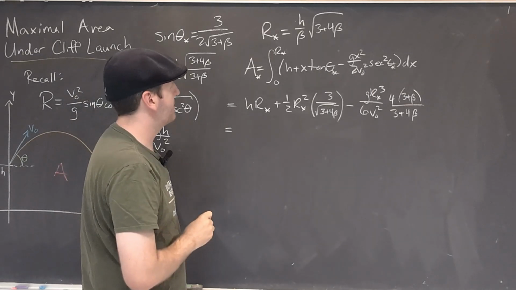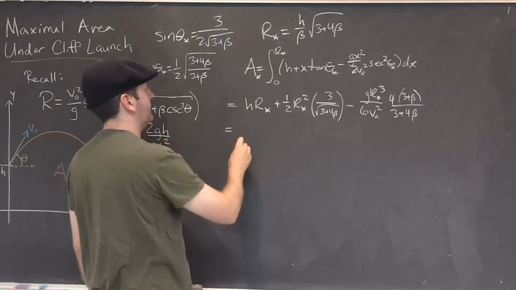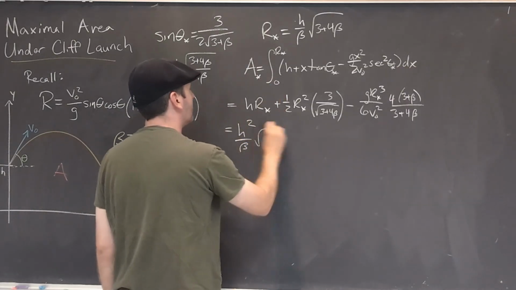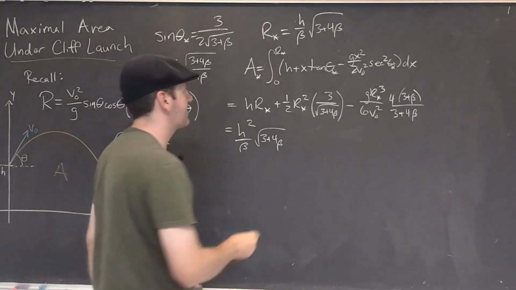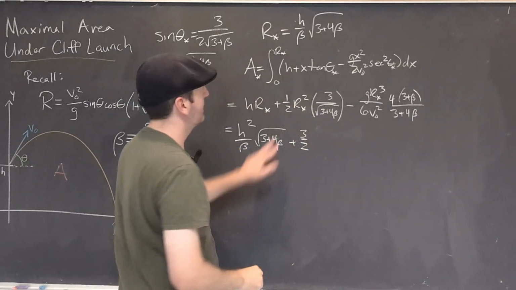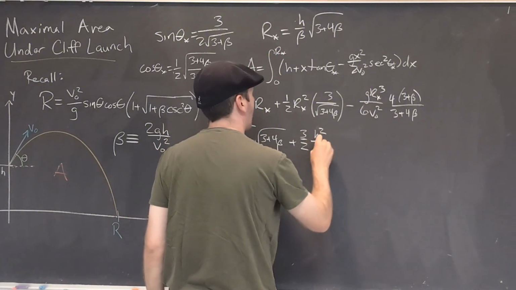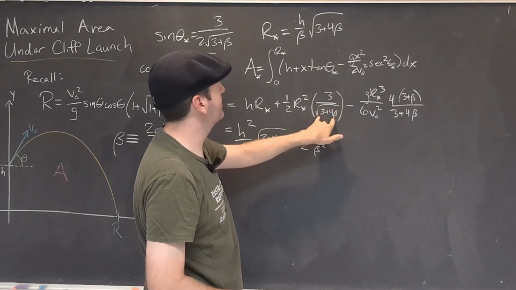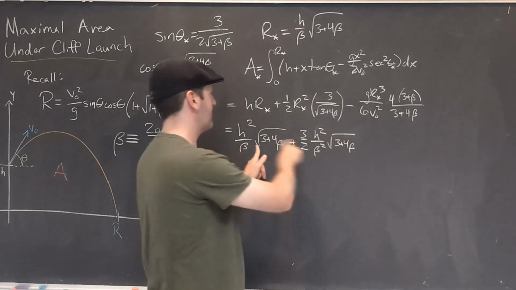Okay, so substituting in, what do we got? I guess I'll do term by term. So we have h squared over beta. We've got a root 3 plus 4 beta. Not much we can do there. We're going to hope that all of the terms kind of look like this. The next piece, well, the 3/2 I can pull to the front. R star squared will have an h over beta squared. And then this thing will partially cancel with this root and just leave a single root 3 plus 4 beta. Okay, that's looking kind of good.